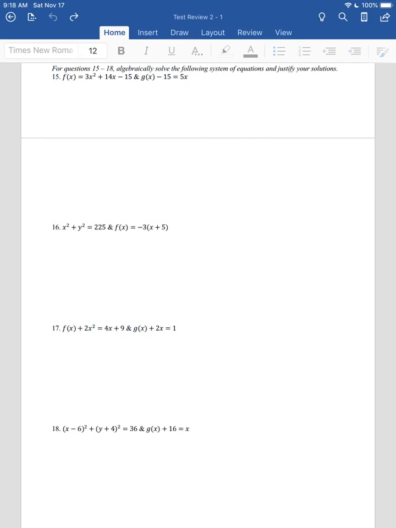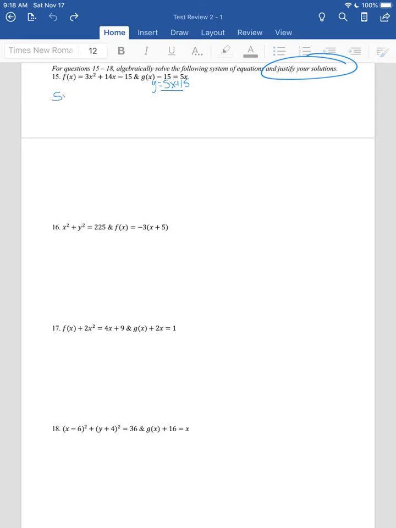And then lastly, we have the systems, and that's kind of been like our big topic that we've been doing this week. So we have circle linear and we have quadratic linear systems. And this says that I have to justify my solution, so I have to plug in my answers at the end to check it. Okay, for number 15. This is a quadratic and a linear. So I'm going to set both equal to y. So this is really y equals, I'm going to add 15 over, 5x plus 15. So now I'm going to solve, and I'm going to plug this in for y in the other one.